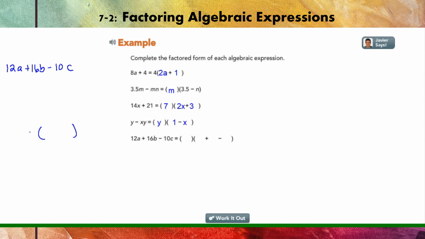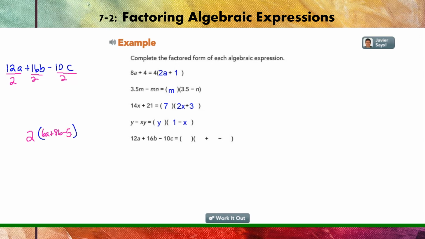So whatever the greatest common factor is, you have to remember to put that on the outside of the parentheses. And to figure out what goes inside of the parentheses, just make sure you divide each term by the greatest common factor. So what is 12a divided by 2? Well, that's 6a. And what is 16b divided by 2? That is a positive 8b. And what is negative 10c divided by 2? That is a negative 5c.